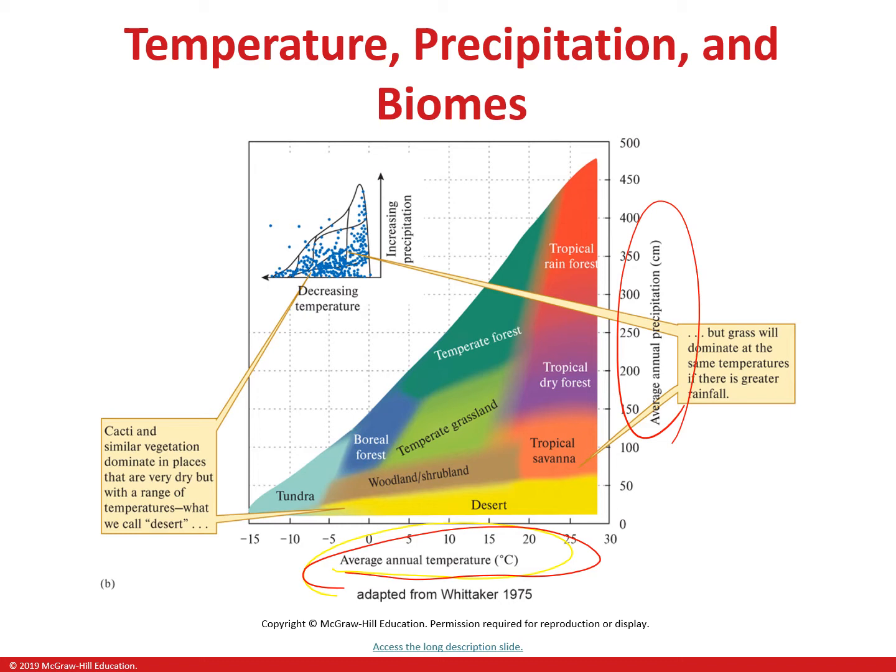The other thing to notice in this diagram is that there are fuzzy lines between the different types of biomes, because there are other factors that come into play, such as soil or the location of mountains blocking rainfall, that will mean that you might have the same temperature and precipitation in a spot, but depending on where on the landscape you fall, you're going to have a different biome because of these other factors.